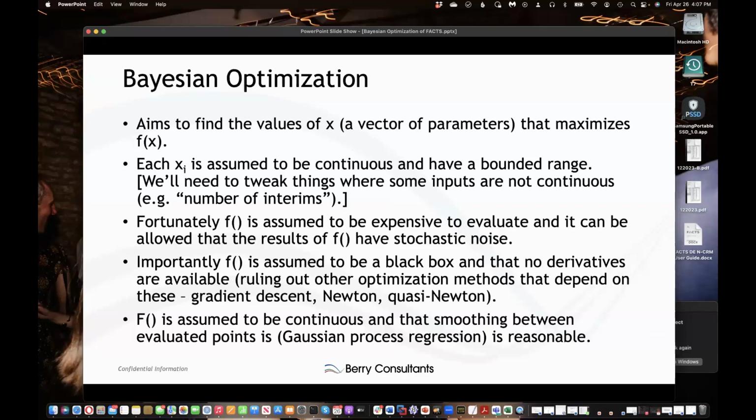So, starting with Bayesian optimization. We have some function f(x), where x is our vector of parameters, and f is the utility function or the benefit function that we're trying to optimize. We're trying to find values of x that maximize our value of f(x).